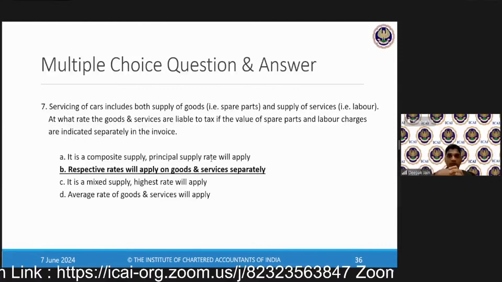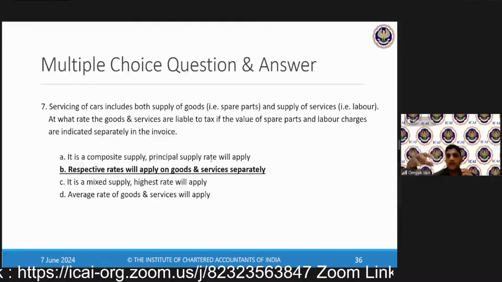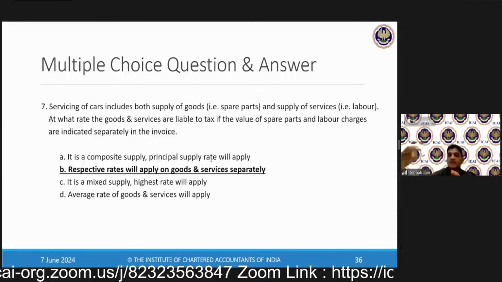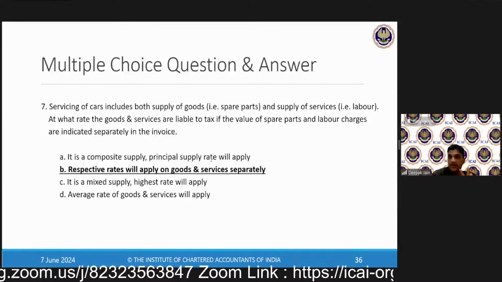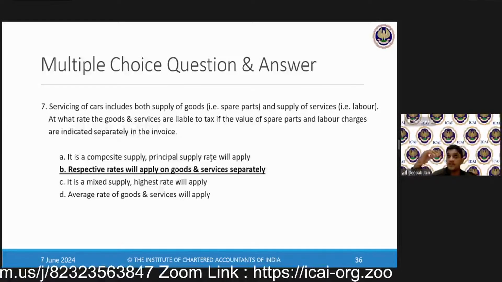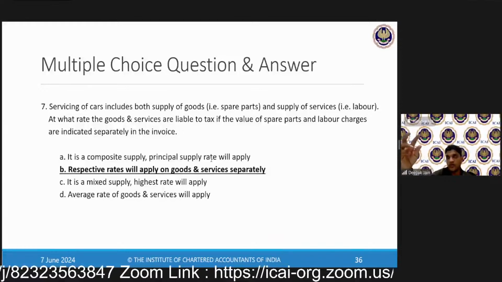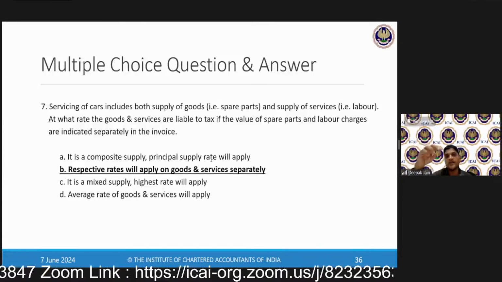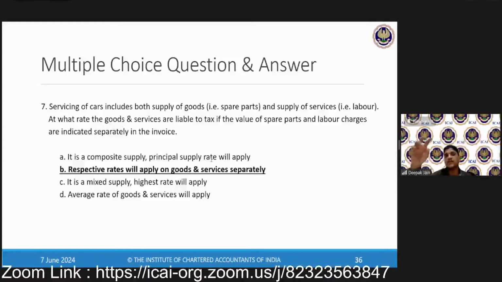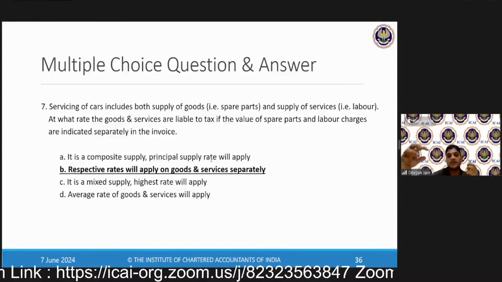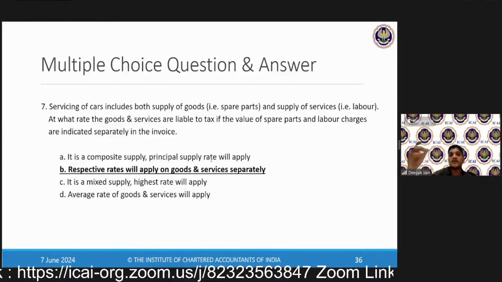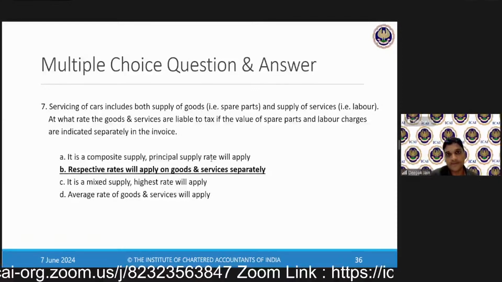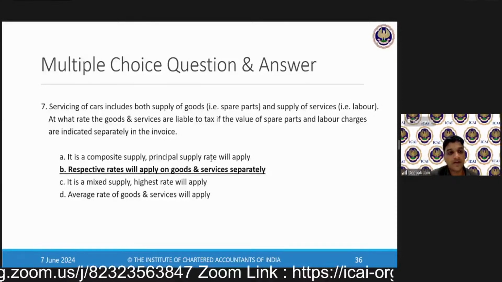Now it can be a composite supply if I'm going only for servicing of the bike and the spare part becomes an ancillary thing. But if they have mentioned separate values, it is not a composite supply. In composite and mixed supply, there will be one value. In case there is no one value for it, then it is a separate supply. The respective rate for spare parts and the respective rate for the services will apply. Okay.